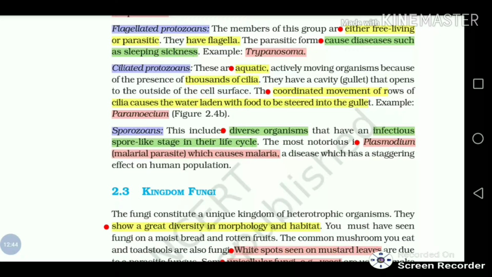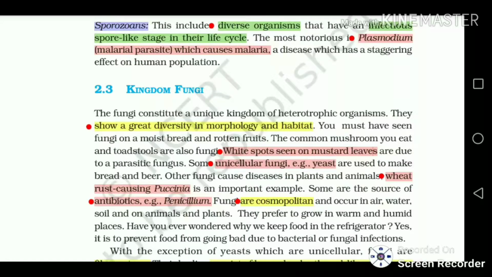Of course, they don't have such a locomotory organ, and here the locomotory organ is referred to as spores. And these are diverse organisms, and these have an infectious spore-like stage in their life cycle. The example is Plasmodium, the malarial parasite that causes malaria. Then the third kingdom is kingdom Fungi, and this shows a great diversity in morphology and habitat.